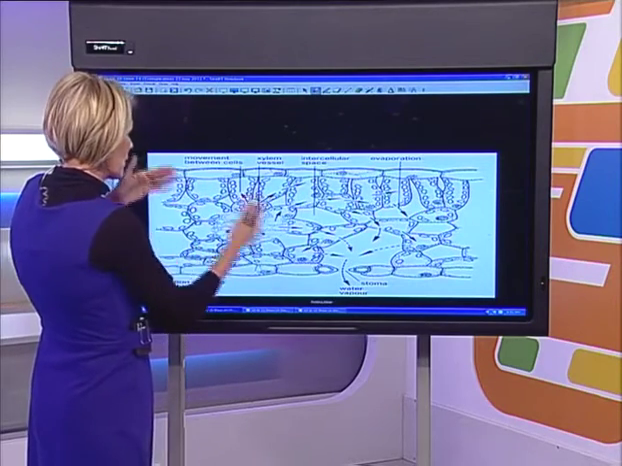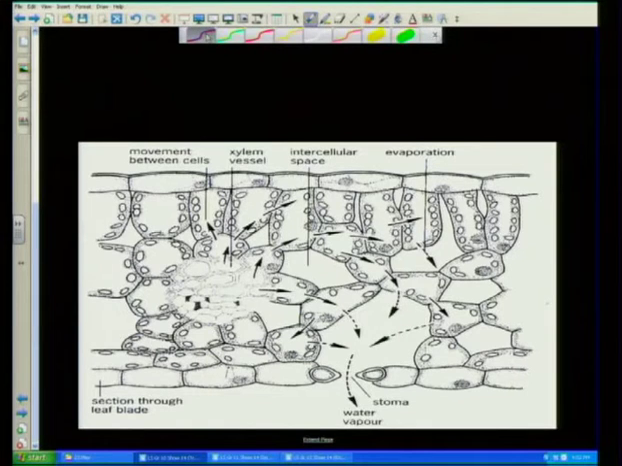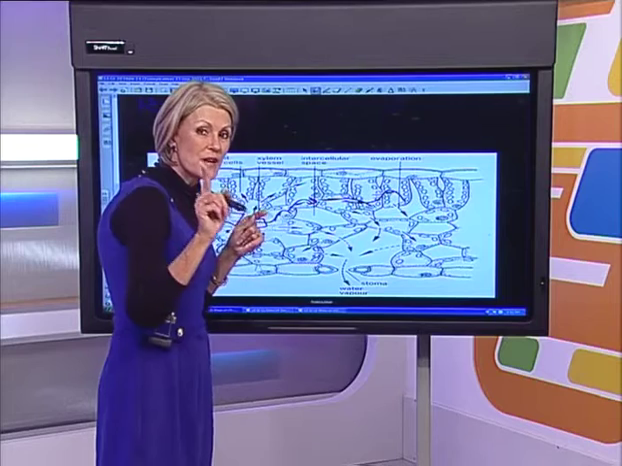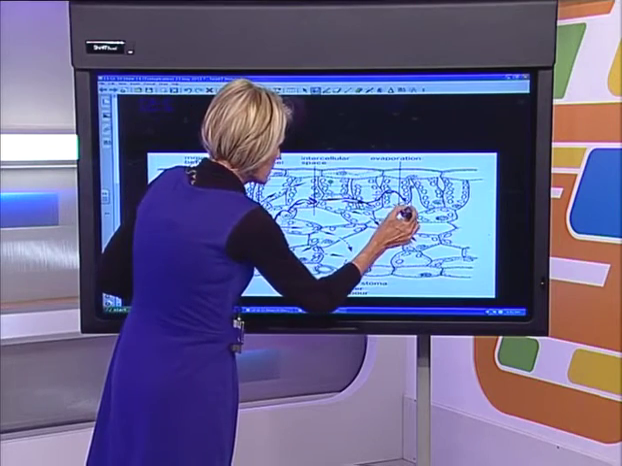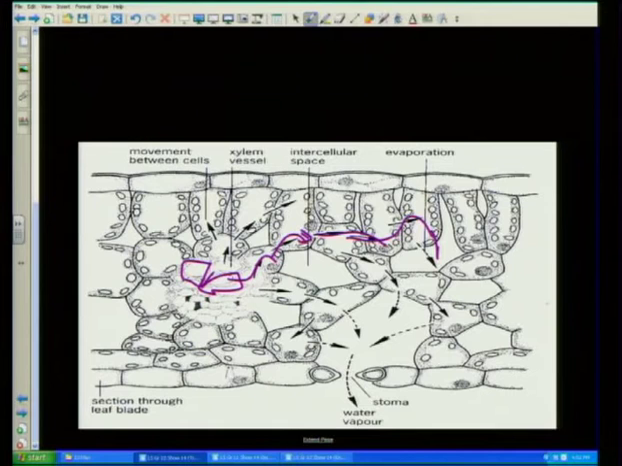Okay, so it goes boom, boom, boom, boom. It comes out of the xylem. They're your xylem vessels. Okay, in the leaf, it's your vein. Out of the xylem vessels now. Where does it go? It goes from cell to cell to cell to cell to cell. And if it's going through the cell, what do we have? Symplastic movement. It is osmosis because it's going through cell membranes. And now it goes into the intercellular air space.